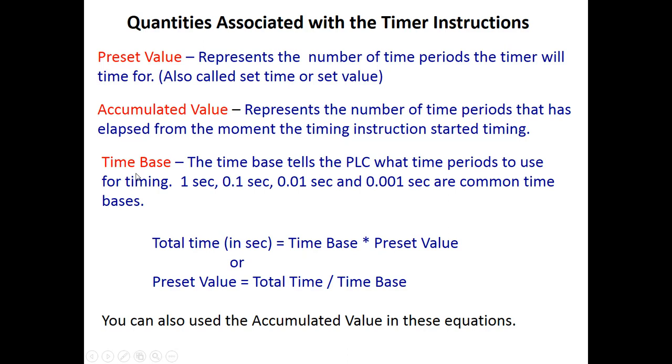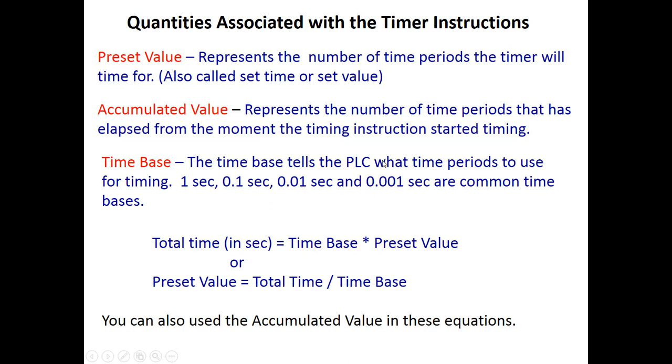Now the time base is kind of the accuracy of the timer. Do you need the timer to count by ones, 1 second, 2 seconds, 3 seconds, or do you need something much more accurate, like 0.01 seconds? This would count very rapidly, 0.01, 0.02, 0.03. It would count in hundredths of a second. Or ControlLogix counts here in thousandths of a second. They count very, very rapidly. It depends on your application and what is available.